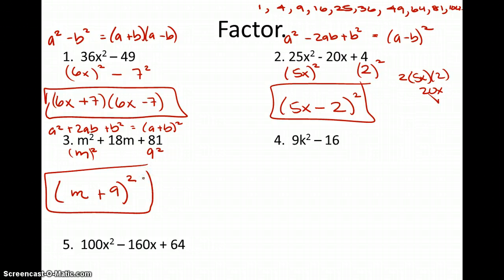The 2ab, Ms. Fitzgerald, what about that? Where does this 18m come from? Well, 2 times m times 9 is equal to 18m, so that checks out for me.